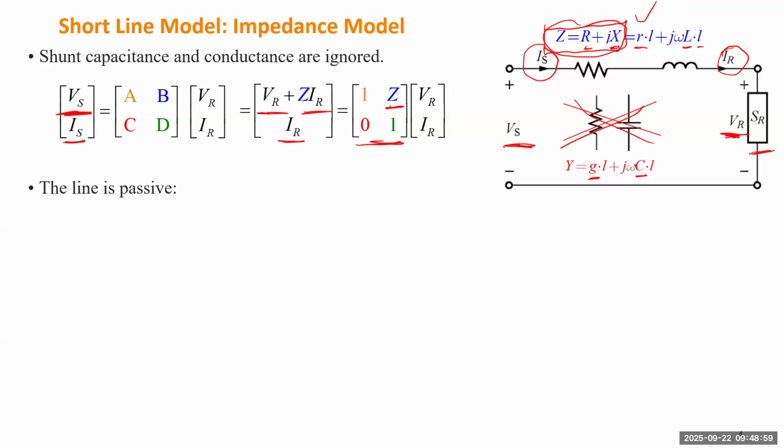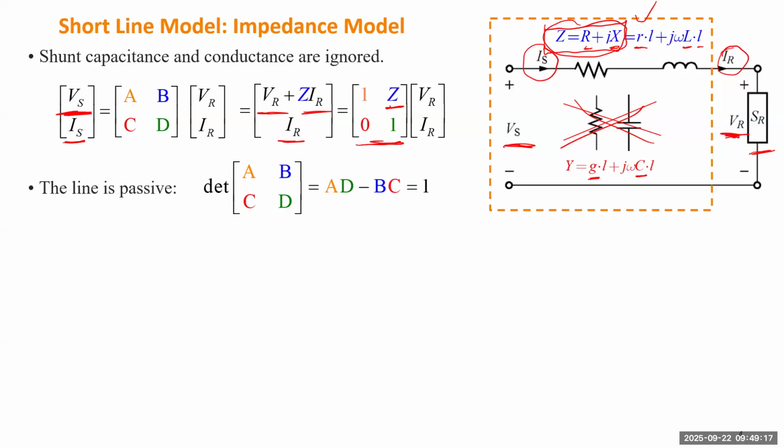The line is passive, right? Because you calculate the determinant of this triangular matrix with only ones on the diagonal, and it will be 1.